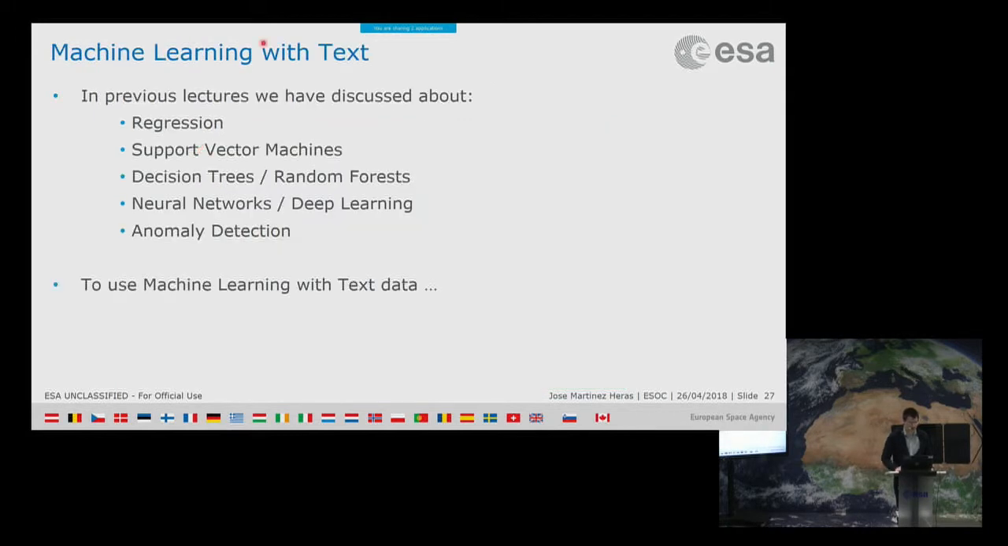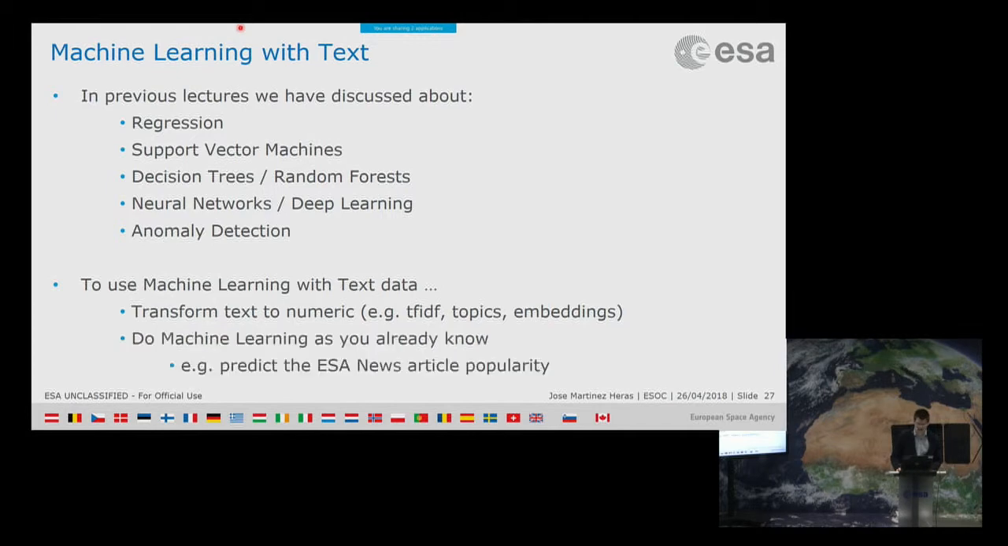So if you want to do machine learning with text, in all the previous lectures we have discussed regression, support vector machines, decision trees, neural networks, anomaly detection. So if you want to use machine learning with text data, what you need to do is transform text to numeric data, and then do machine learning as you would usually do. So we will see an example on the ESA news later on.